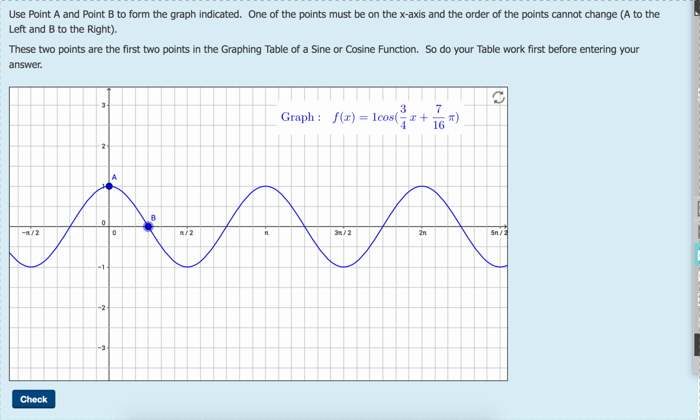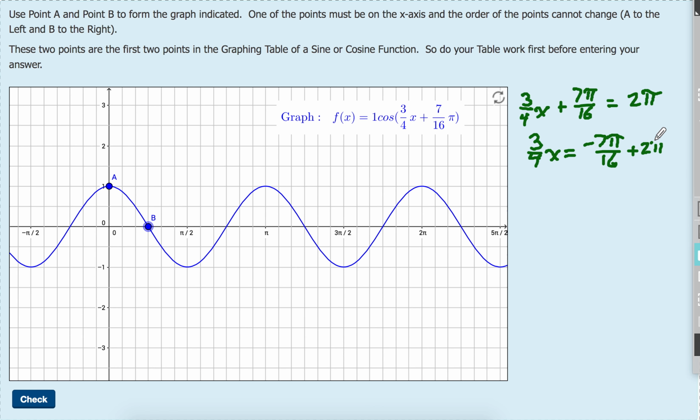So let's start with the inside. 3/4 x plus 7 pi over 16. I like putting the pi in the numerator. The program doesn't do it, but mathematically it looks prettier. And the period of a sine or cosine is 2 pi, and this of course is cosine. And we're going to solve for x. So we're going to subtract that across. So we get 3/4 x is equal to -7 pi over 16 plus 2 pi.